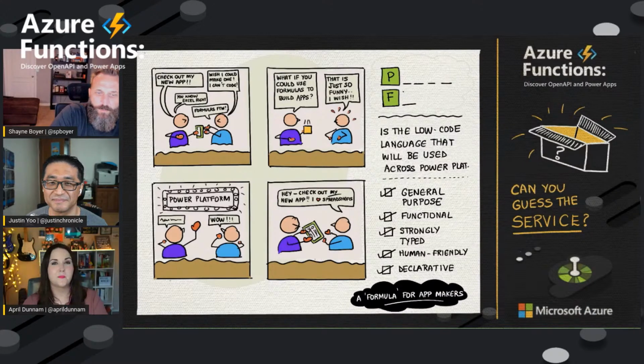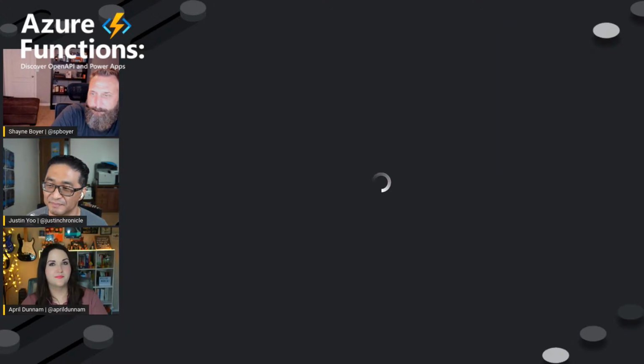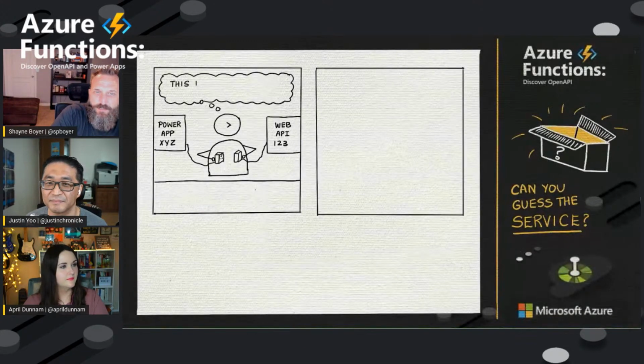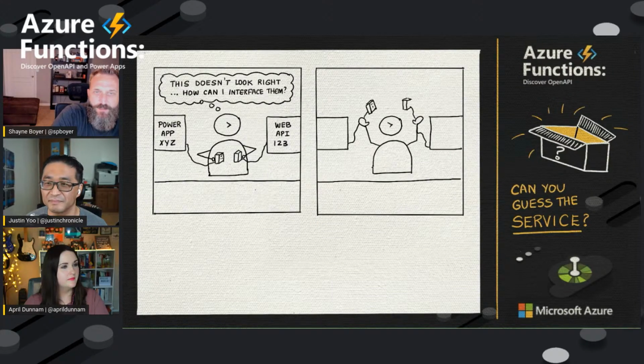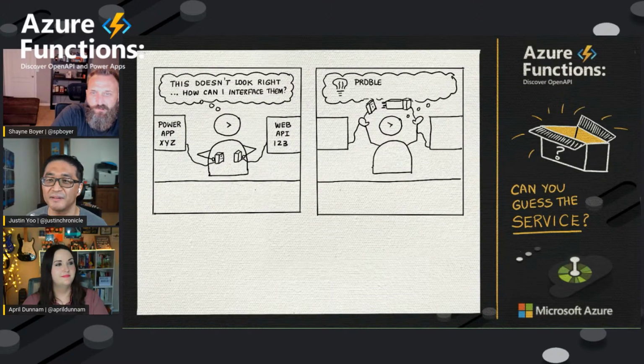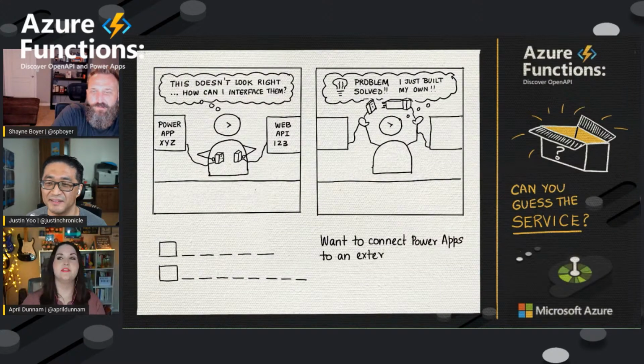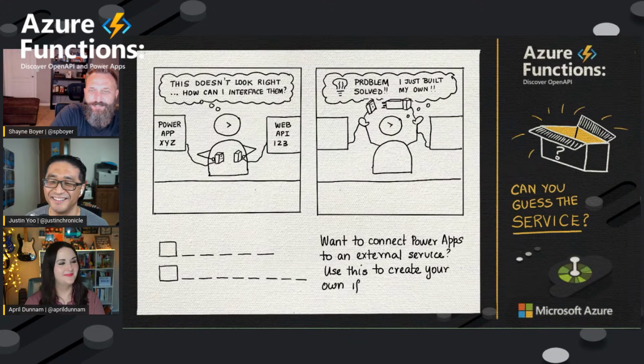Okay. I think we got one more. All right. It's another service, bigger boxes. We have a Power App. We've got a Web API. This doesn't look right. How can you interface them? Justin, this might be on you, buddy. Problem solved. I just built my own. Yep. I think I know this one too. You think you know? We're not getting any cheat letters. Connect Power Apps to an external service.